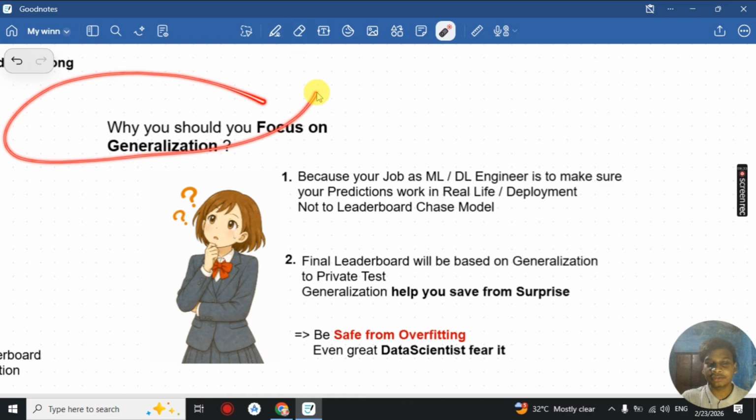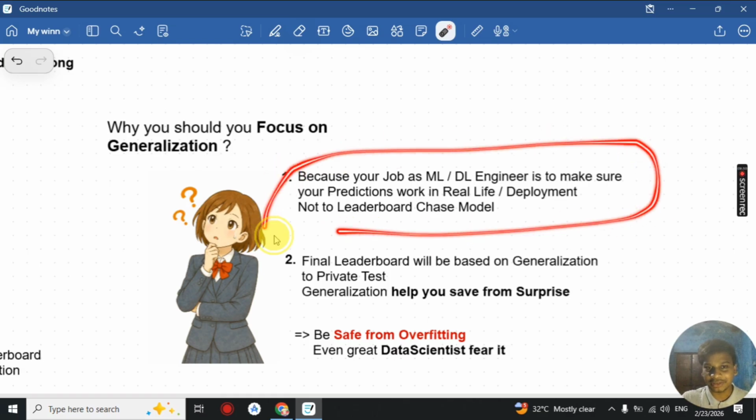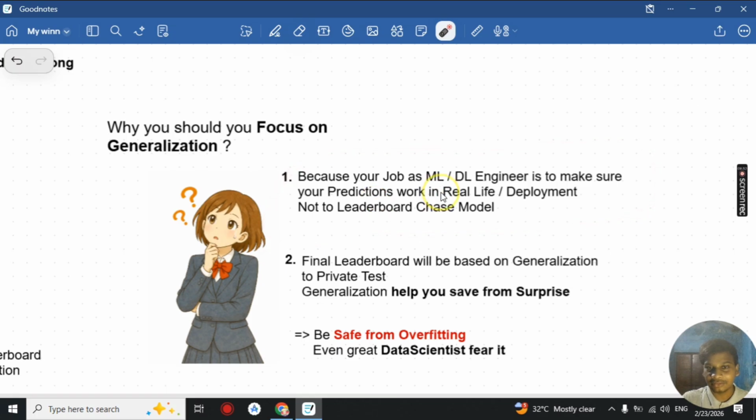Now why generalization? I would give two good points. First, as an ML engineer, your job is to make your predictions work in real-life deployment, not to climb the leaderboard. If you only chase the leaderboard, chances are your model will not work in real-life deployment. As a data scientist, your job is to make the machine learning model deployable.